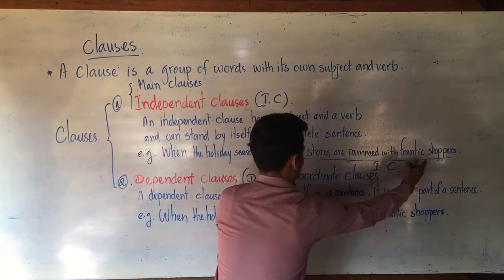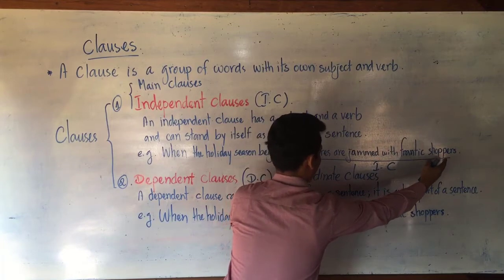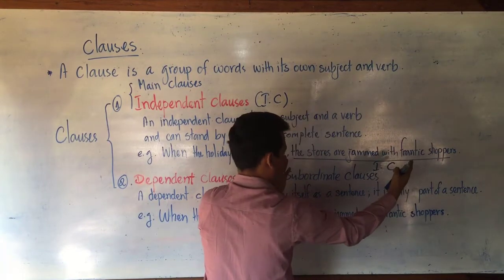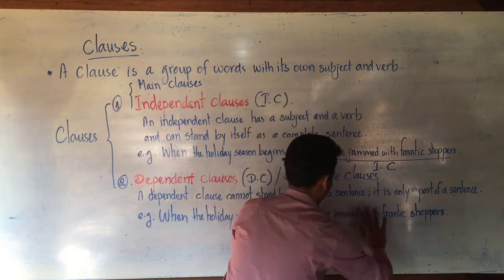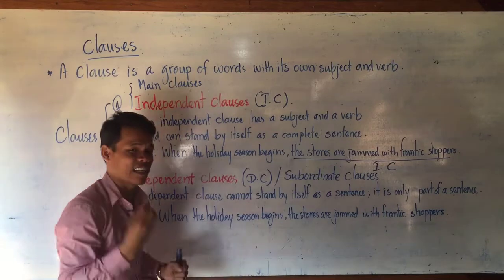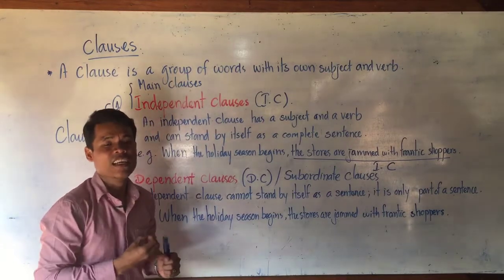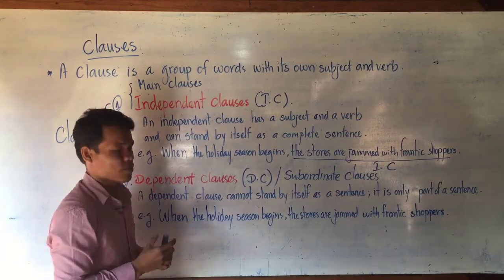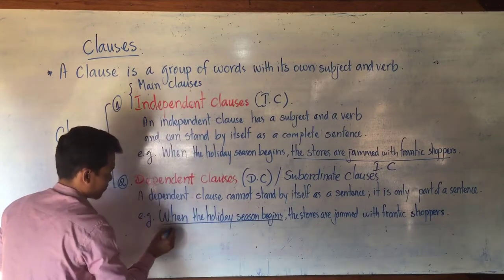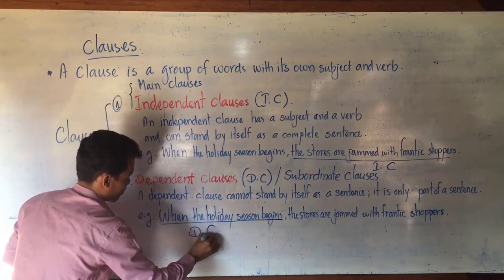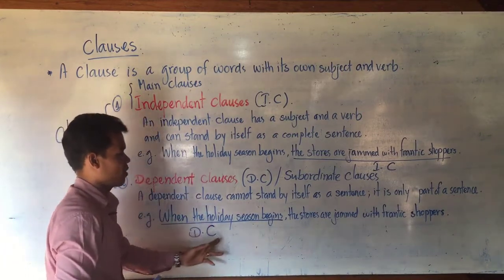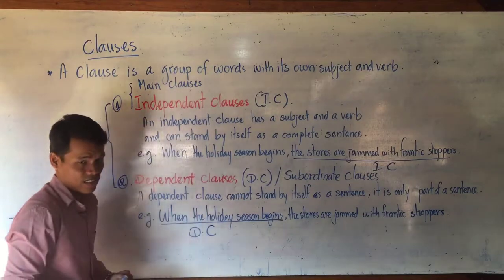On the top here, we can see that "the stores are jammed with frantic shoppers" is the IC, so it can stand alone and it has a complete thought. But this one, if you omit it, then you think of "when the holiday season begins," it cannot stand alone. It does not have a meaning. So it is called the DC or dependent clause. One more name is subordinate clauses.